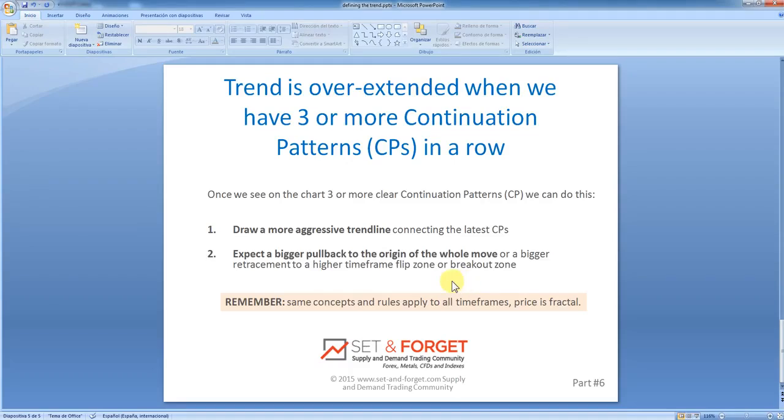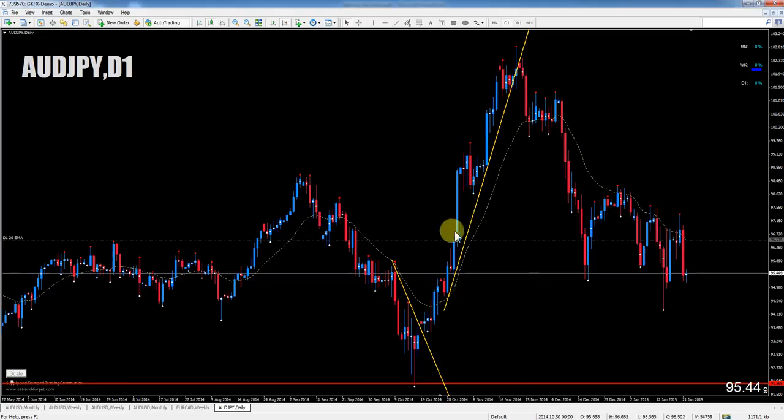Remember, a very important thing here, key. These same concepts in this lesson and all the other lessons apply to all time frames because price is fractal. Remember what fractal is. On each candle, if we drill down to lower time frames, we will have the same patterns and connections and rule sets applied with the trend line and the imbalances. The same rules apply.